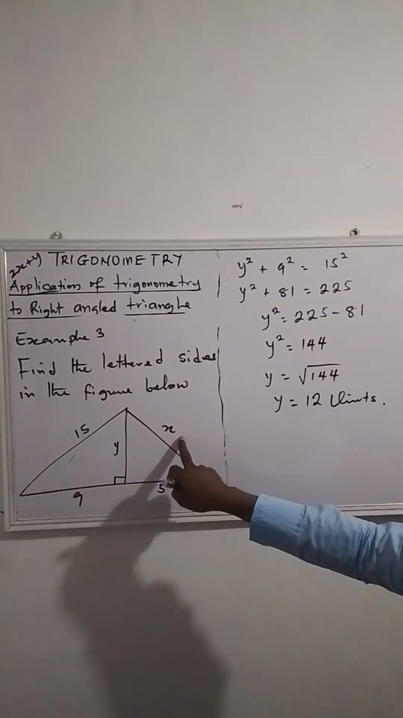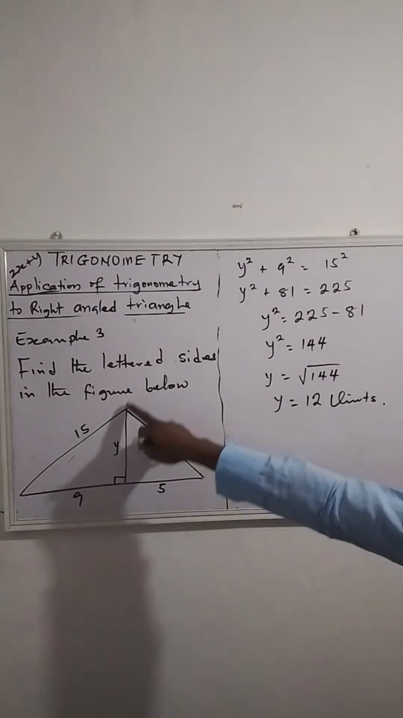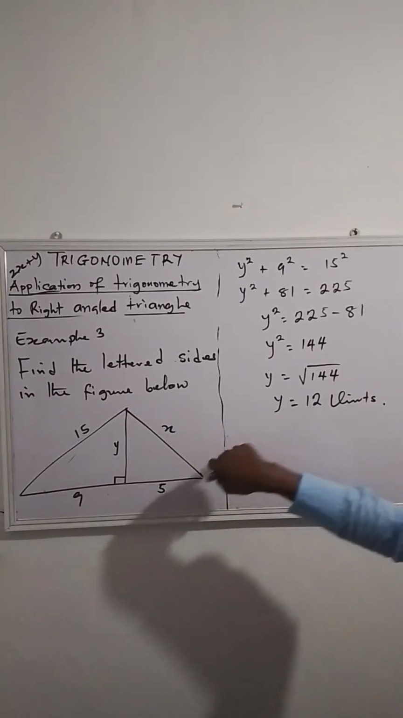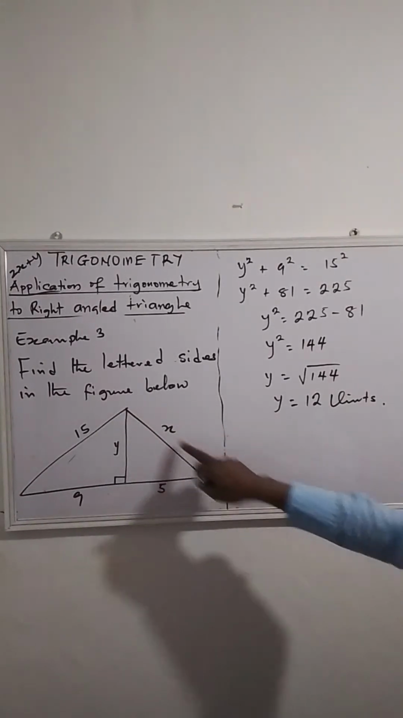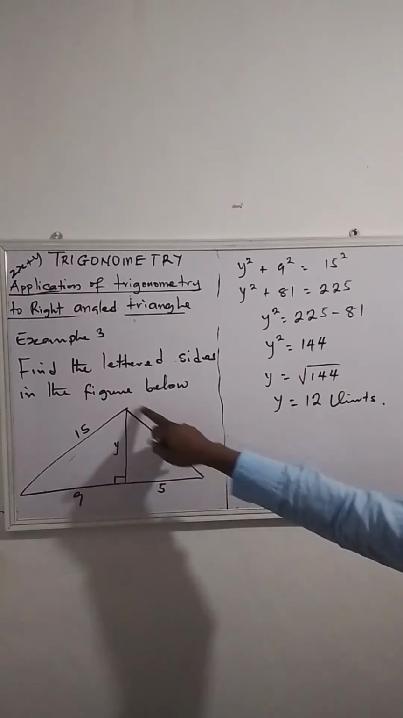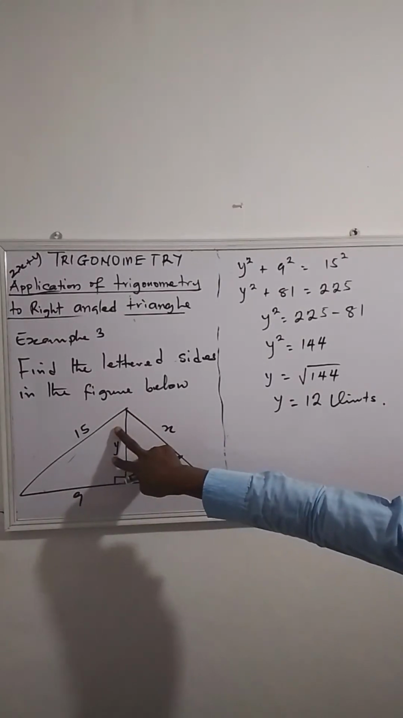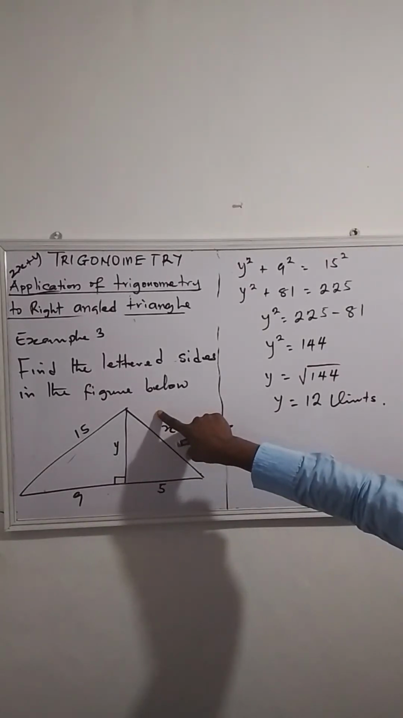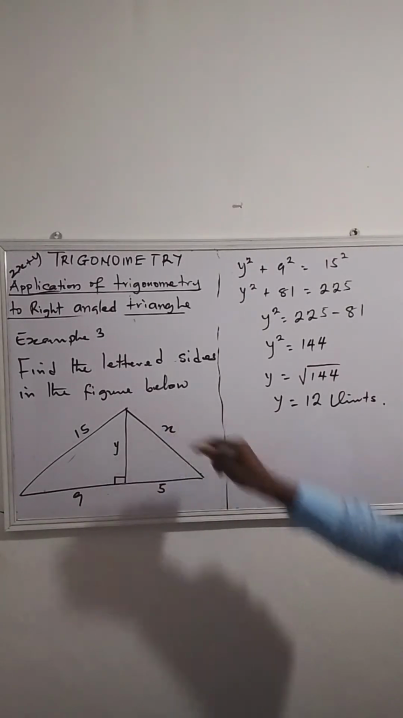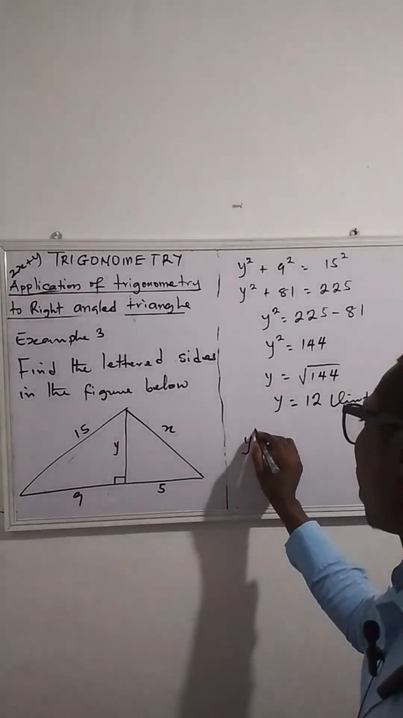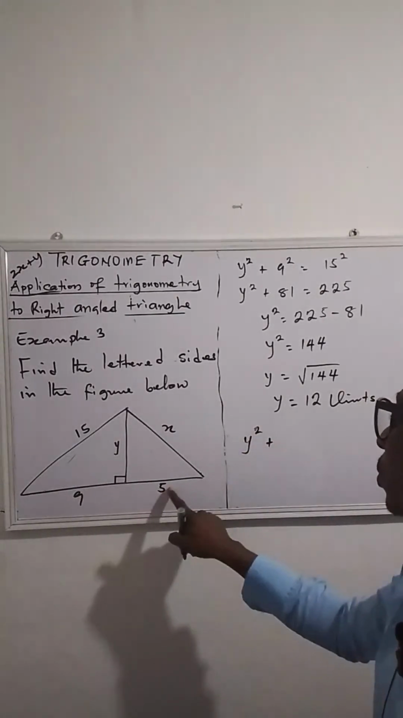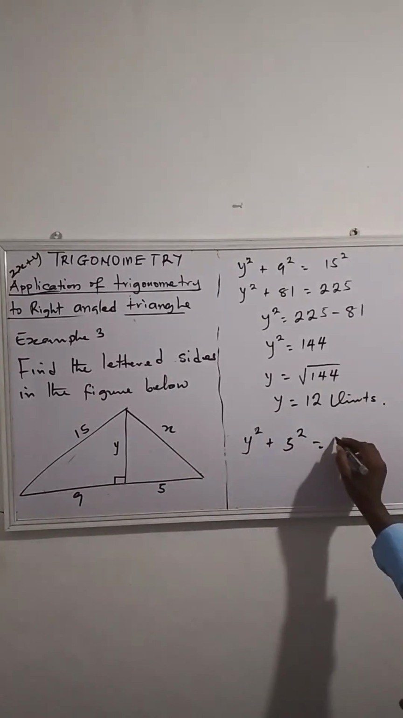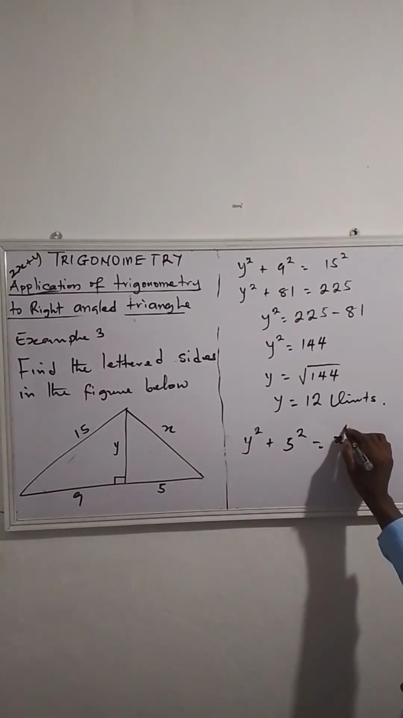Now we want to get side x. So you look at this second right angle triangle. Look at this, this is going to be the hypotenuse. X is the hypotenuse. So the square of this side and the square of this side will equal the square of the hypotenuse. Now can we do that? So we have y square plus 5 square equals the hypotenuse square, that is x square.